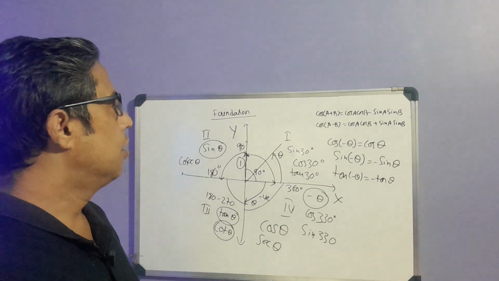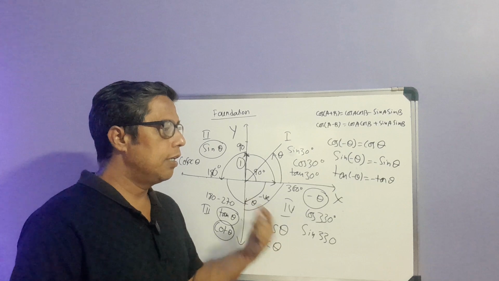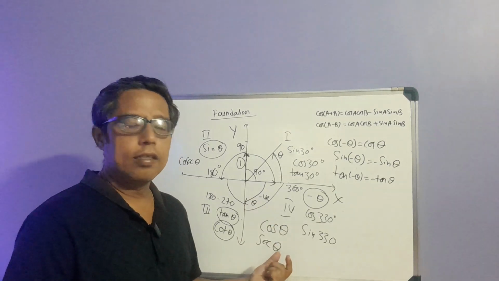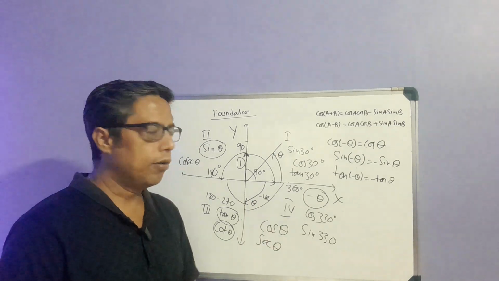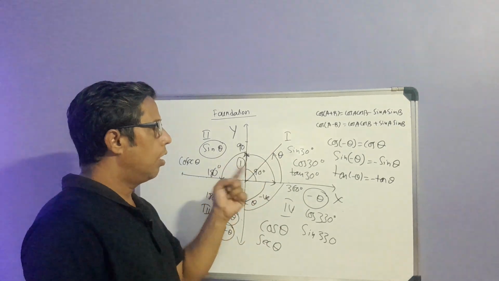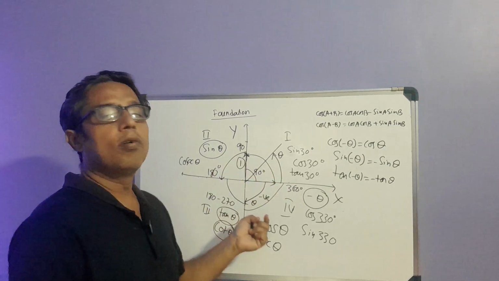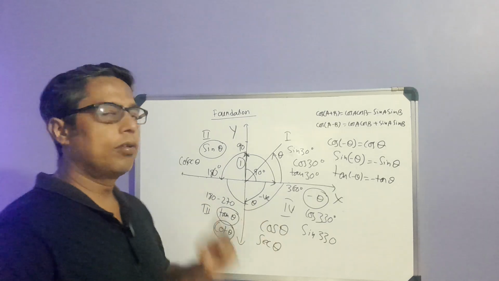So the students who are watching this session, this session is good for class 11 beginners and good for class 9 and class 10 students. Now this is about all four quadrants: first quadrant, second quadrant, third quadrant, and the fourth quadrant.